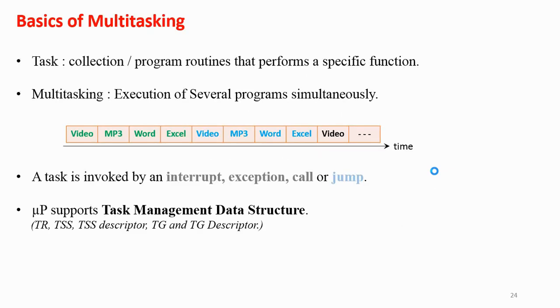So unit number 3, multitasking. So let's start from the basics of multitasking. Now a task is basically a collection of program routines that perform a specific function. So this is what is called a process, or the same is called a task. Now what is multitasking? Multitasking is a feature of the 80386 processor in protected mode that allows execution of several programs simultaneously.